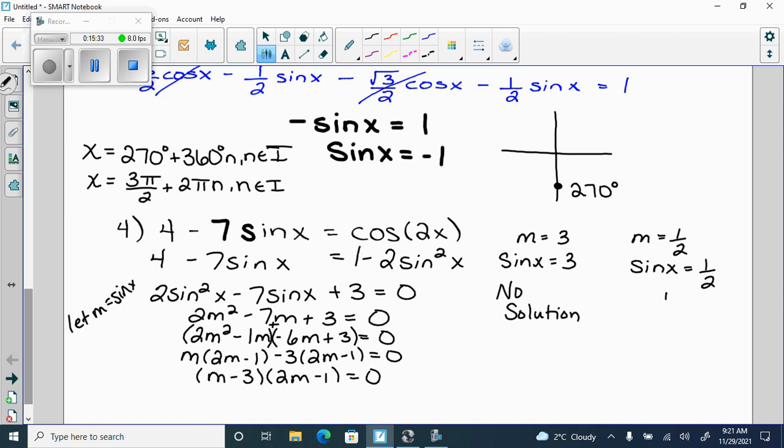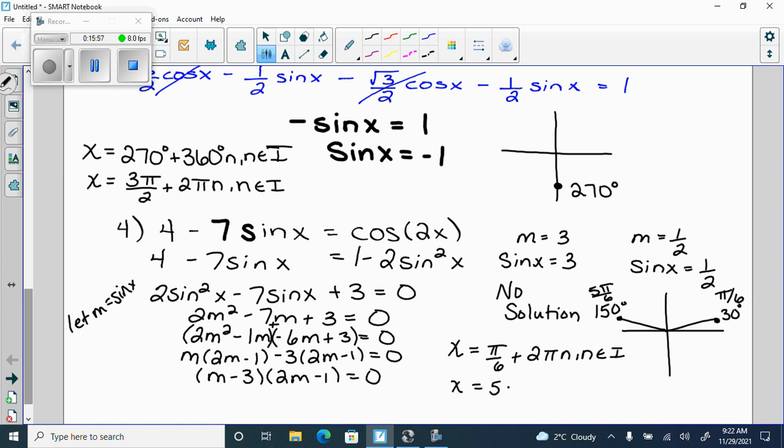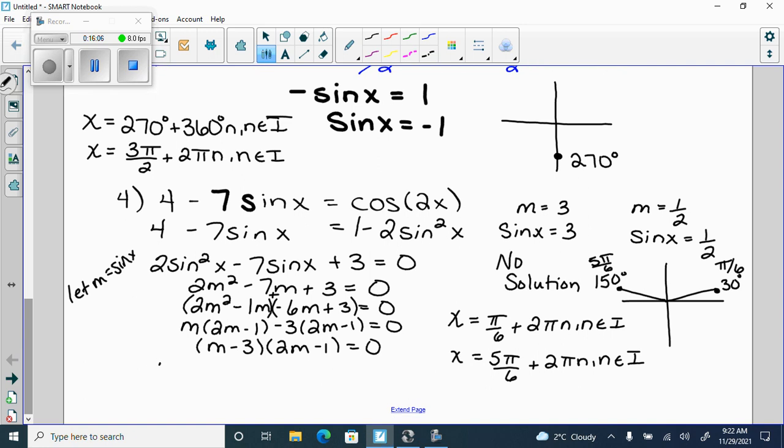And then this one, sine x equals a half, is here and here, which is at 30 and 150 degrees, or pi over 6 and 5 pi over 6. So I'm going to get x equals pi over 6 plus 2 pi n, n an integer, and x equals 5 pi over 6 plus 2 pi n, n an integer. Or in degrees, x equals 30 degrees plus 360 n, or x equals 150 degrees.